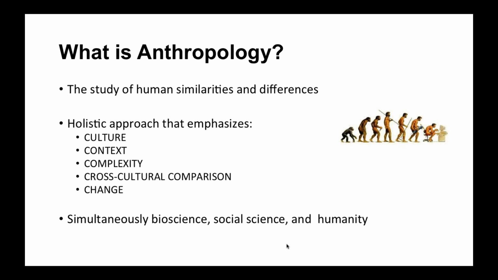Let me go on. So, anthropology in its most simple sense is simply the study of human similarities and differences. And it has the notion of having a holistic approach, an approach which is to see all of the connections of what it is to be human. So that involves biology, history, social organization, and the ideas, beliefs, and values that characterize our species.